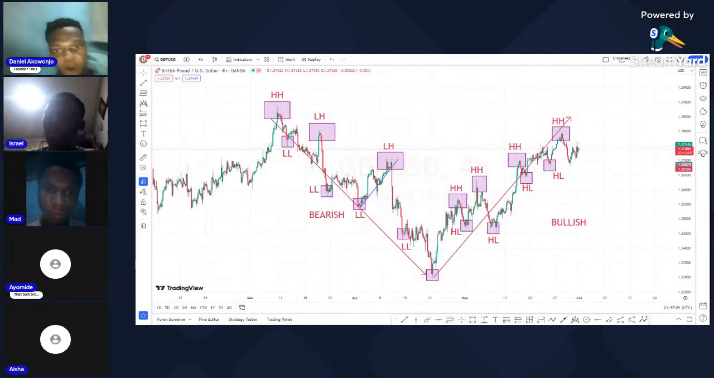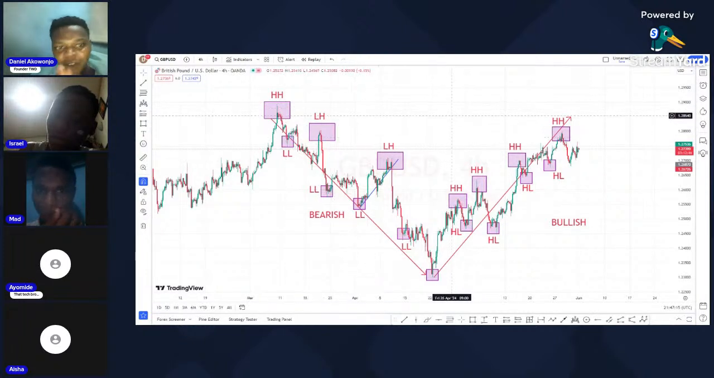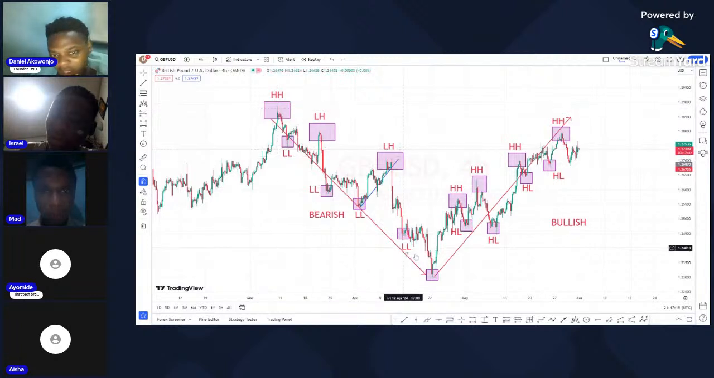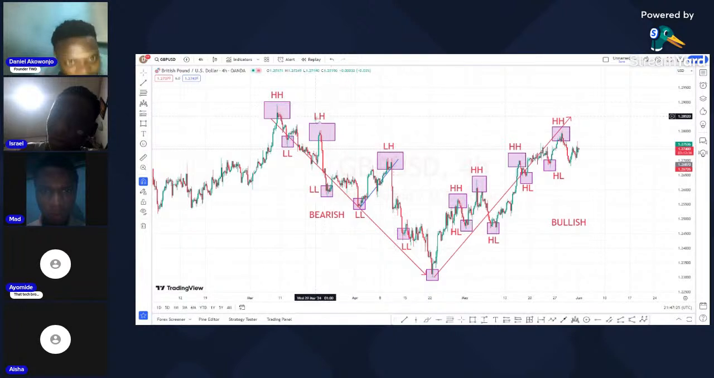So now, I'm still talking about technical analysis, right? For every resistance zone in the bearish movement, for every resistance zone, it signifies a lower high. If that makes sense, do you understand?